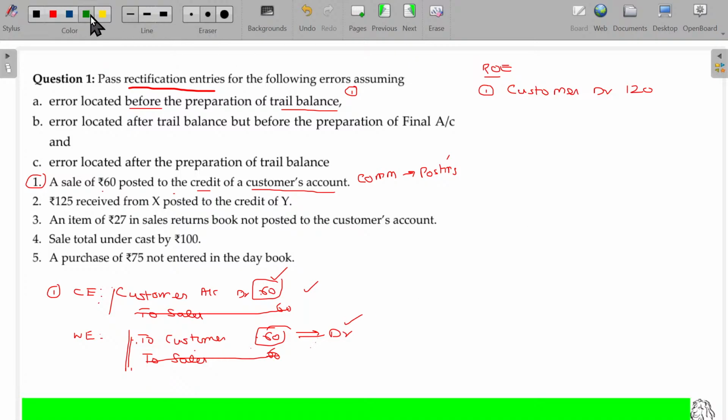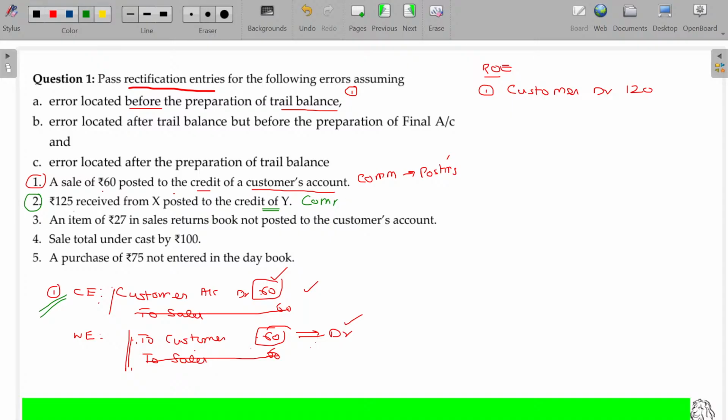Let's move on to the next illustration. Always remember, make a copy of this. In the examination, of course, not required, you can directly post the rectification entries. But sometimes they need your notes to accounts also, you can prepare this one also. Okay, no issues. Second one: 125 received from X posted to the credit of Y.